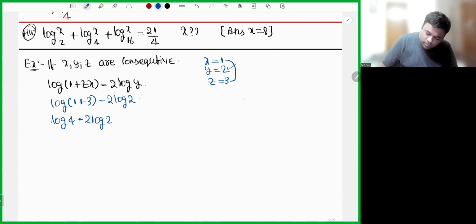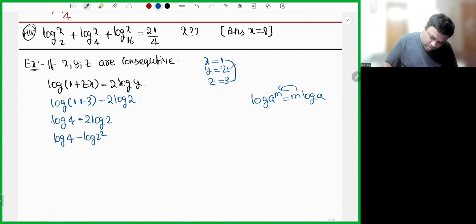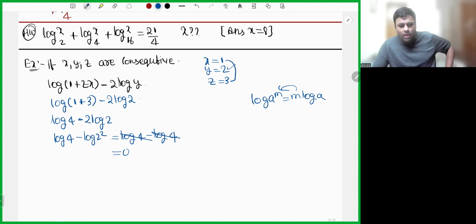Now, we know log A power M, I can write it as M log A, right? So M log A, I'll write it as log A power M. So log 4 minus log 2 square. So log 4 minus log 4. Cancel. So what's the resultant? 0. Okay. So that's all regarding logs, my dear friends. Simple.